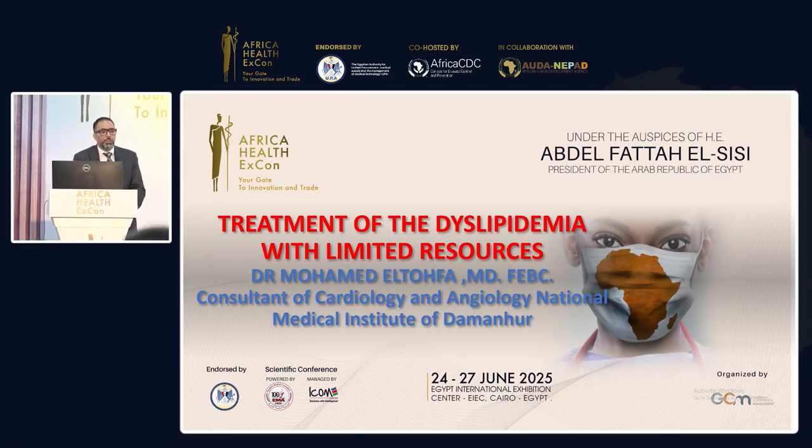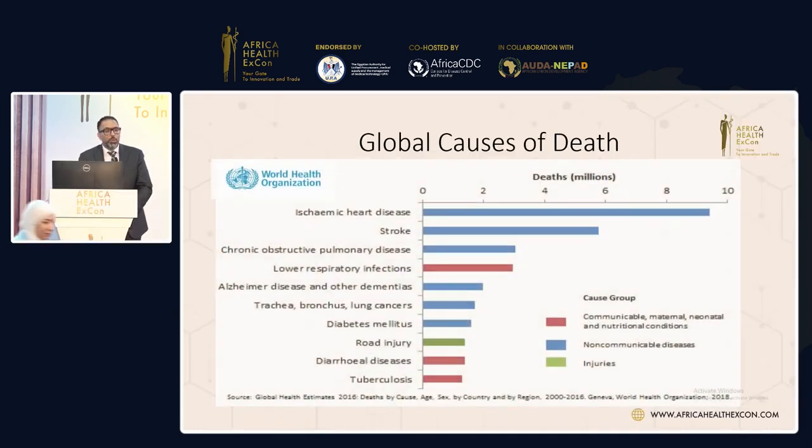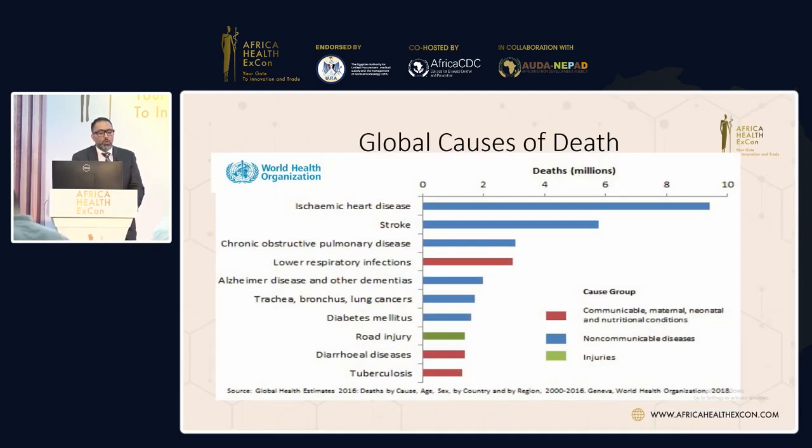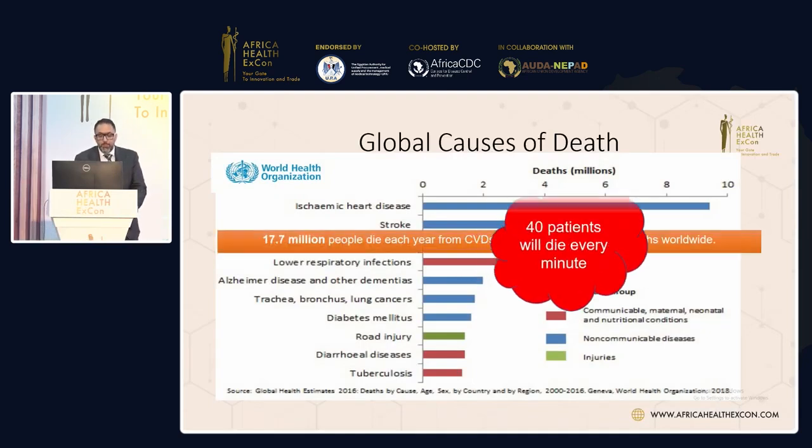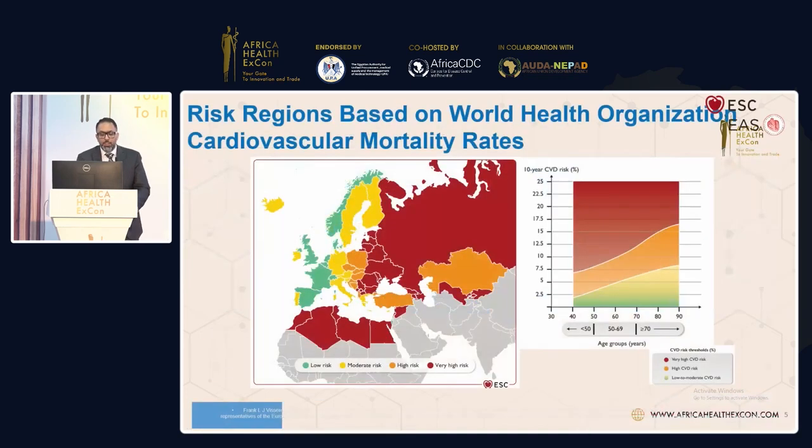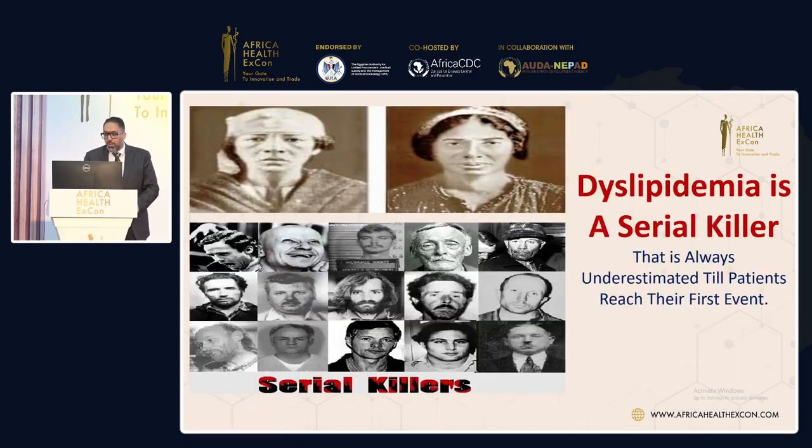My talk today will be short, about treatment of dyslipidemia within limited resources. First of all, we know that cardiovascular risk is one of the most common causes of death all over the world, and it is a global challenge. Egypt is in one of the very red zones on the map, with very high risk for cardiovascular disease. All of North Africa is at very high risk of cardiovascular disease.